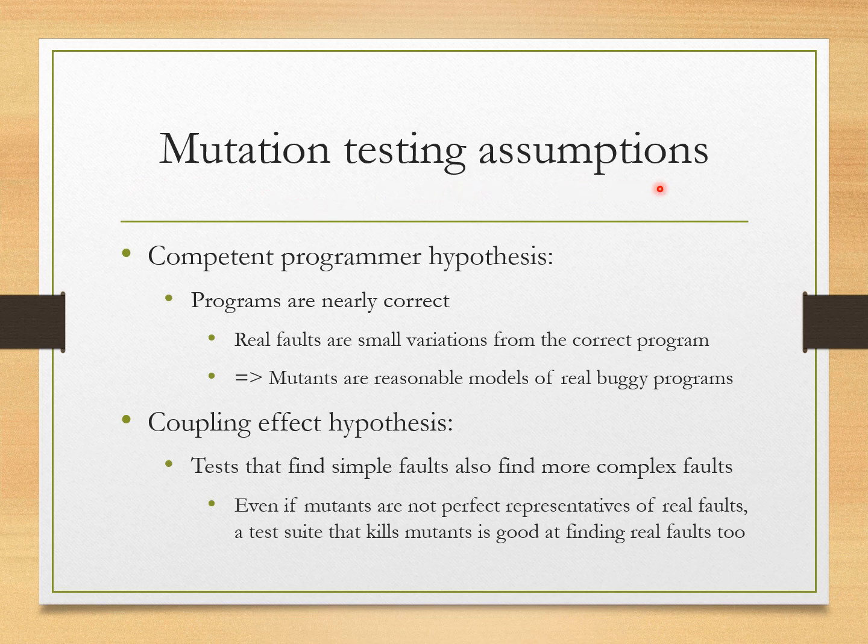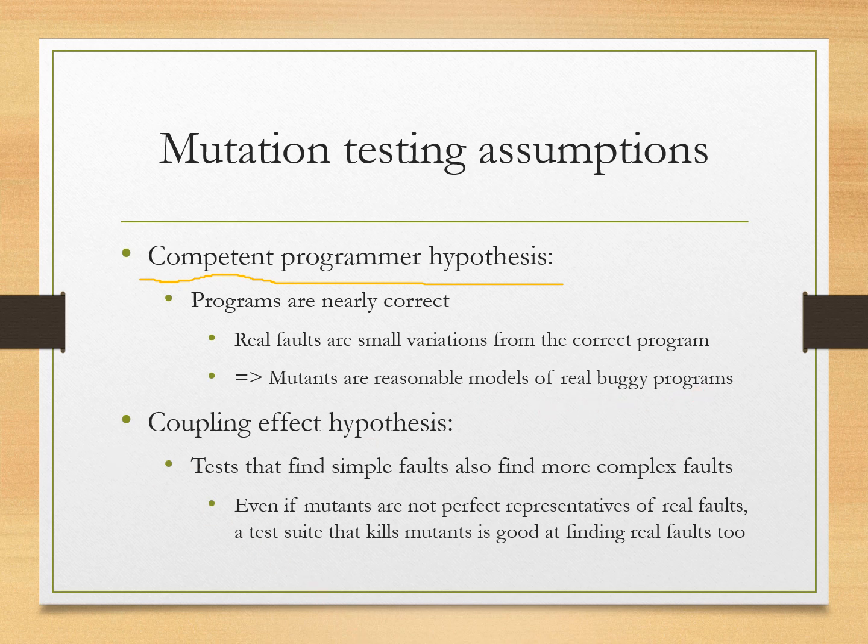Mutation testing assumptions. Competent programmer hypothesis. This is one kind of hypothesis. In this, programs are nearly correct. Real faults are small variations from the correct program. Mutants are reasonable models of real buggy programs.